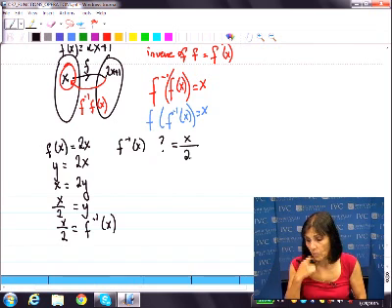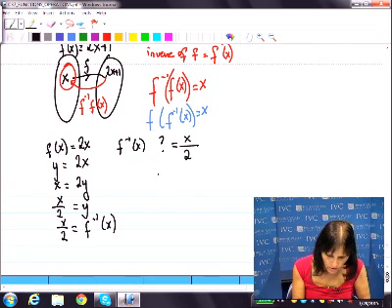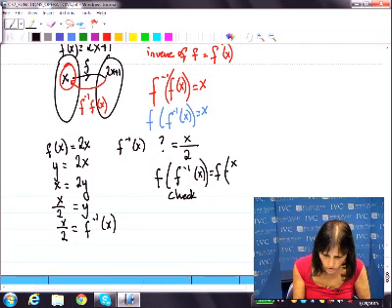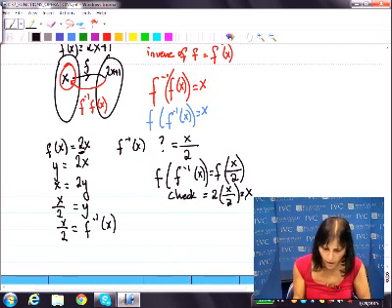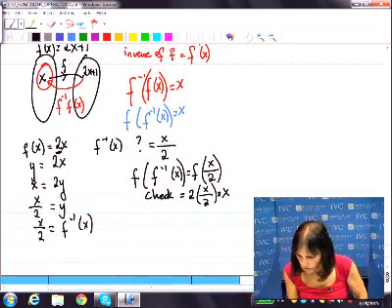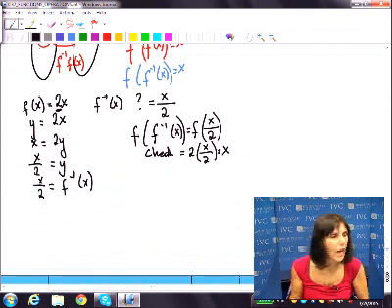Let's check whether or not we did this right. So let's check f of f inverse of x. Let's start with f inverse. F inverse is x over 2. What does f do? It takes it and multiplies by 2. And when you multiply x over 2 by 2, you get x. Oh, beautiful. So in other words, x over 2 is the inverse of 2x.